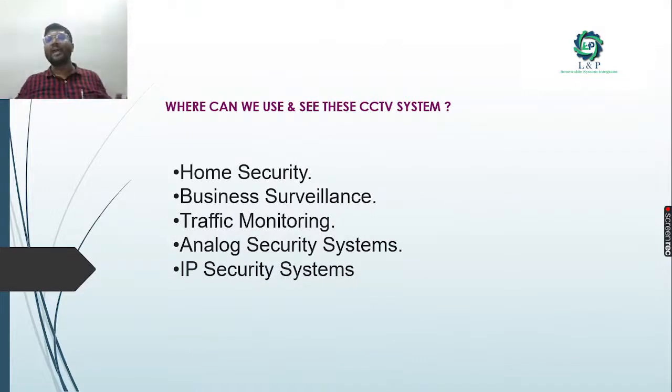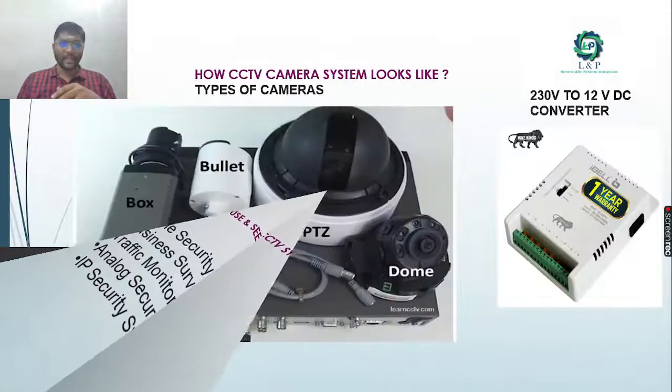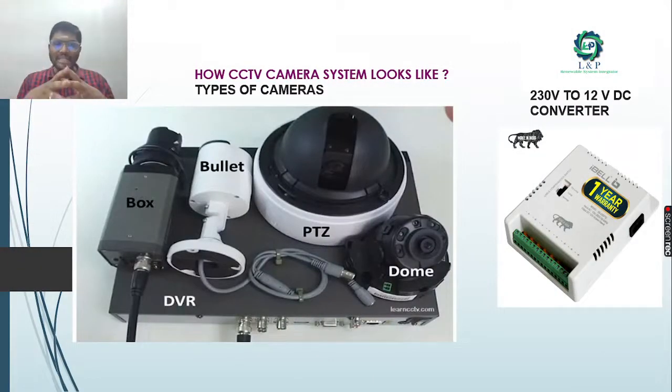So where are we using it often? We are using it for home security, factory security, business security, traffic monitoring, analog security systems, and IP security systems. In all these places we are using this CCTV system. So how does it look? These are some examples of the cameras which are often available in the industry at present.